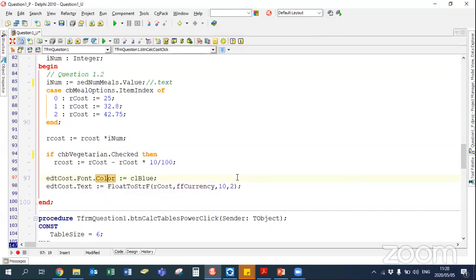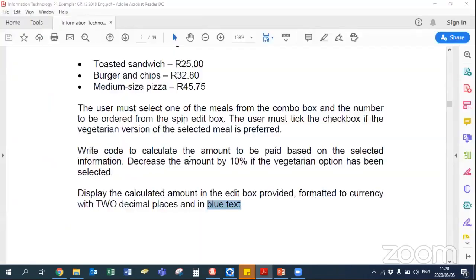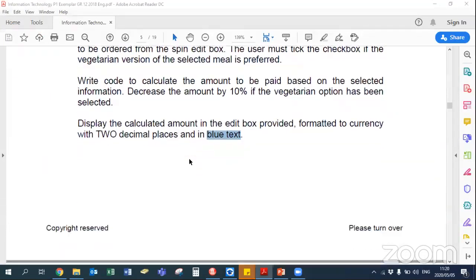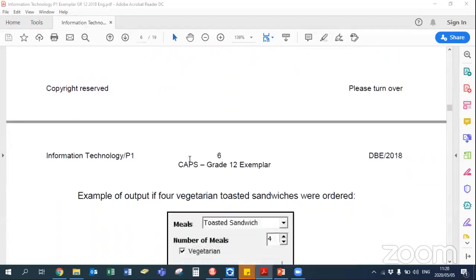Okay, so a little hard also to see on your screenshots if they mean the color of the edit box or the font. So very important for you guys to read. So also actually a very easy question. I think my grade 10s can actually do this question at the moment.